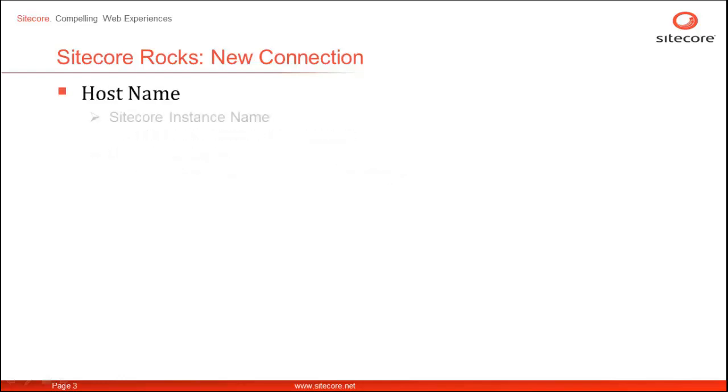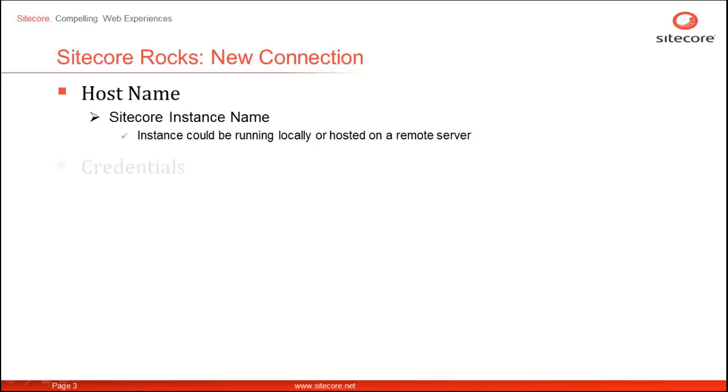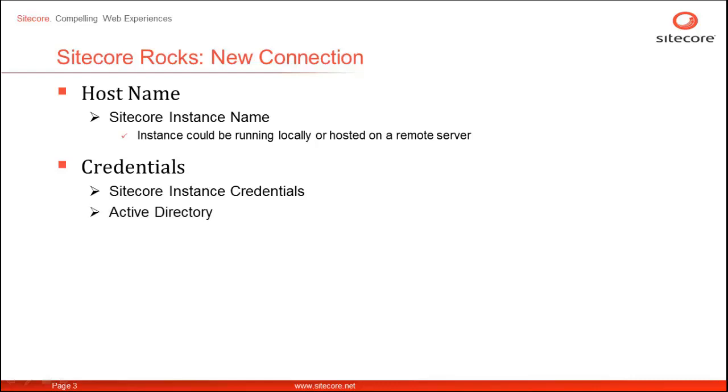Let's look at the hostname setting. The hostname is the name of the Sitecore instance we wish to connect. It could be a local running instance or a hosted instance. The next configuration required to connect is credentials. These are our Sitecore credentials. The credentials are passed in plain text, so you will not like to connect to a production Sitecore instance using Sitecore Rocks. We can also connect to Sitecore Rocks using Active Directory credentials. We will explore the same in a future presentation.